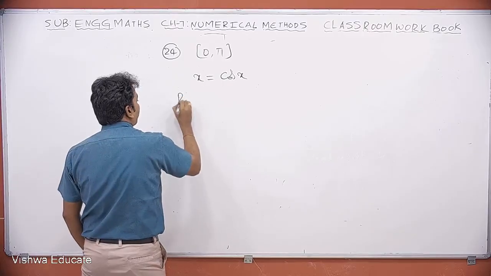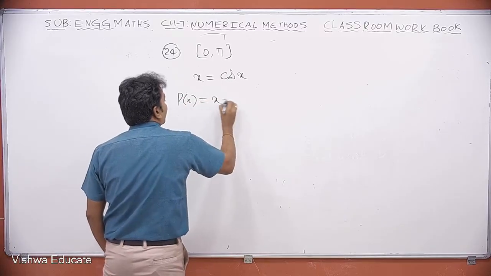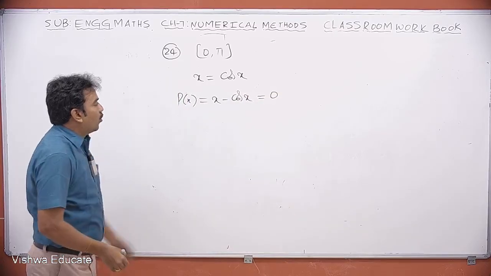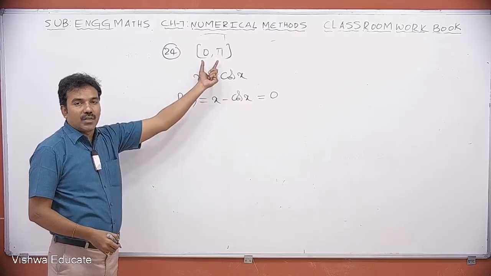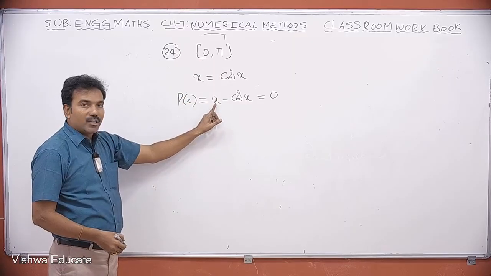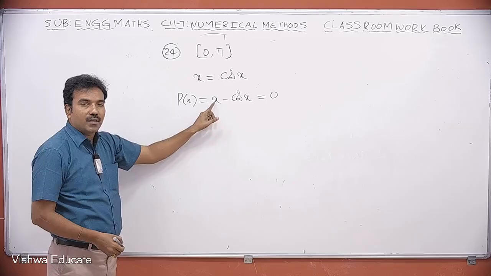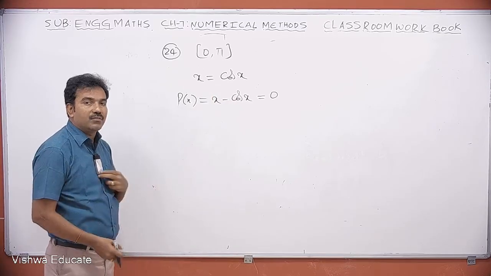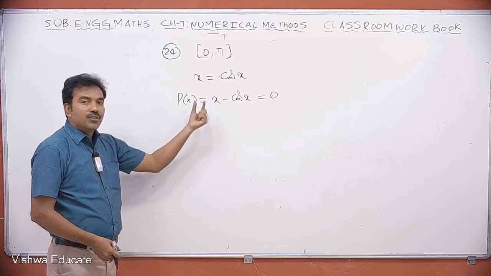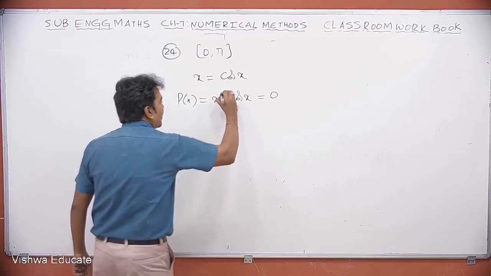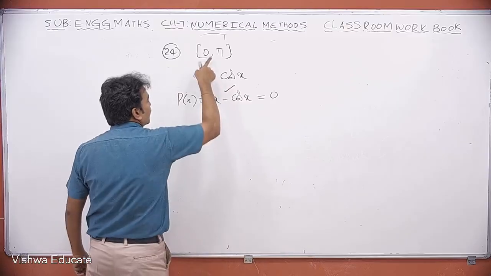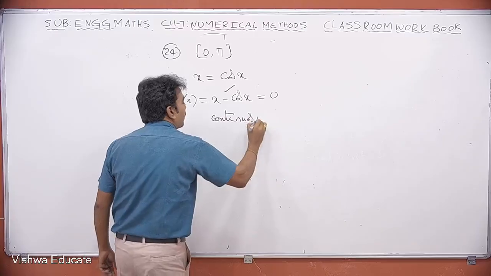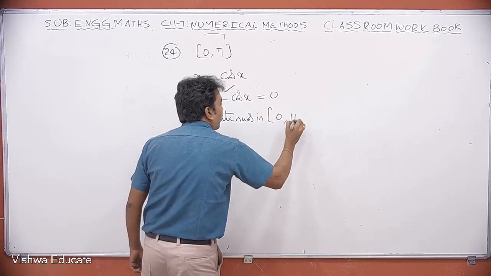Now I can take P of x equal to x minus cos x, equal to 0. Now this is a continuous function in this interval because x is a polynomial expression. We know that all polynomials are continuous in all intervals. Cos x is a curve whose graph is continuous in closed interval 0, pi. So by properties of continuous functions, its difference is also continuous in the same interval. So therefore this is continuous in closed interval 0, pi.